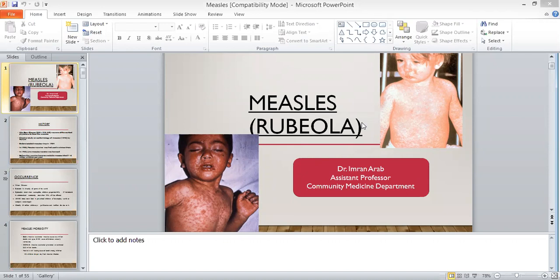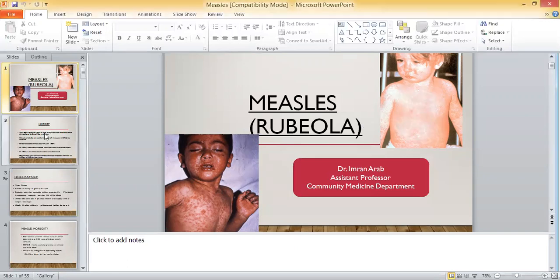Today we will discuss measles, which is also called rubeola. It's different from rubella, which is also called German measles. Later on, when we have a lecture on rubella, we will also discuss the difference between German measles and measles, or rubeola and rubella.